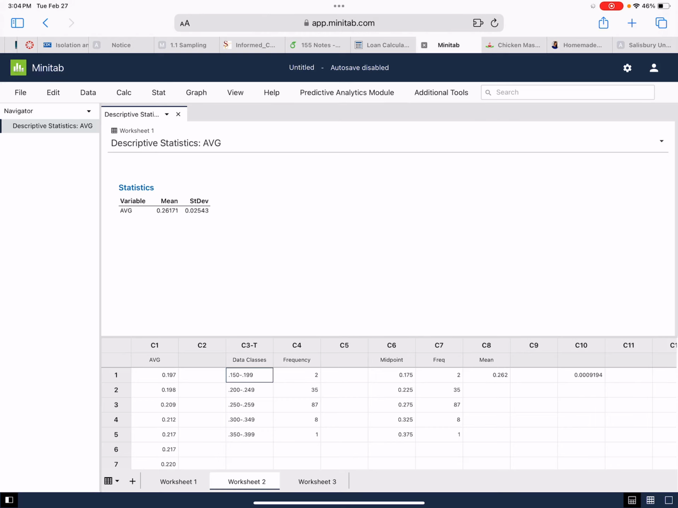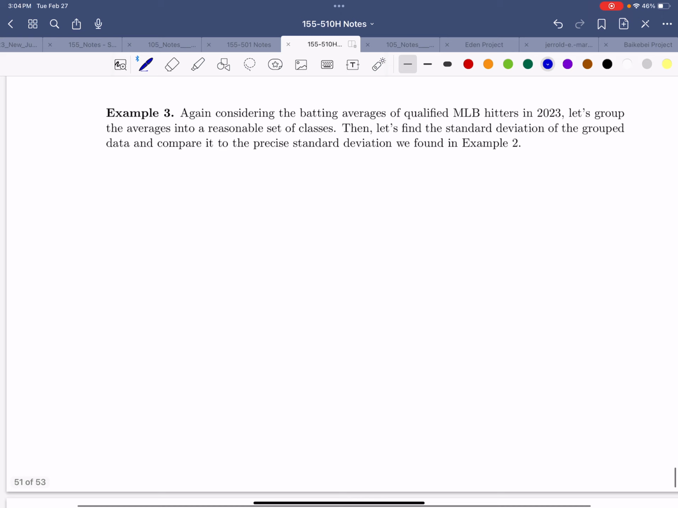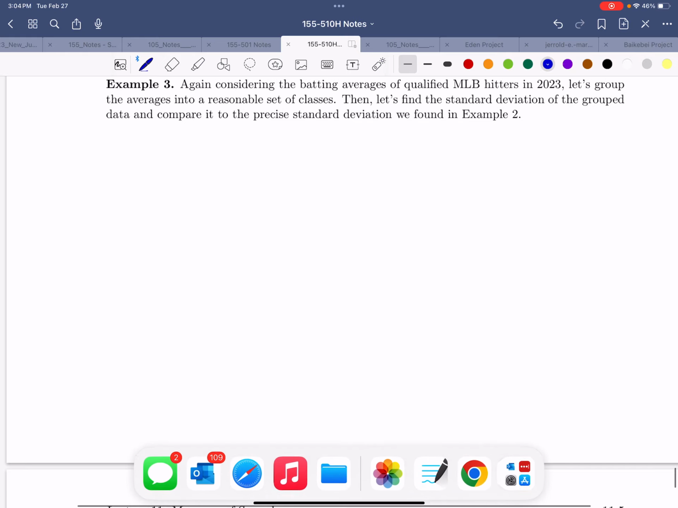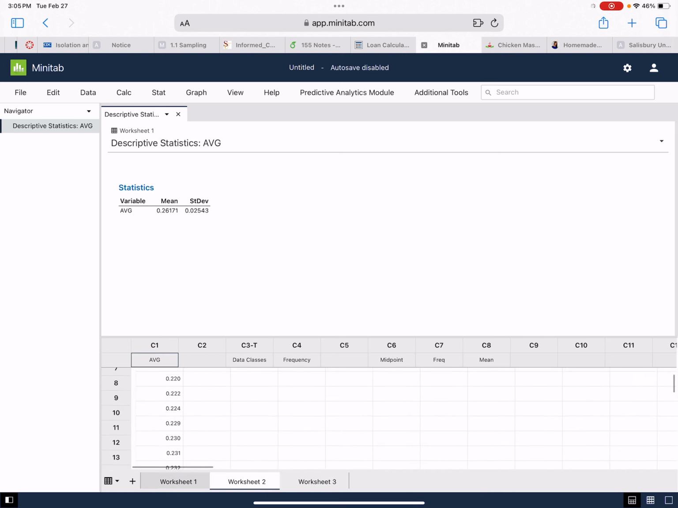Hey everyone, let's answer this problem from class, right? Where we're going to take the batting average data and approximate its standard deviation, okay? So what I did was I downloaded the data from Fangraphs. Here's all 133 of them.